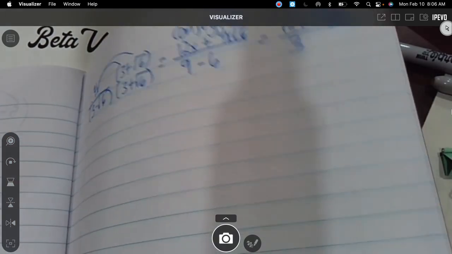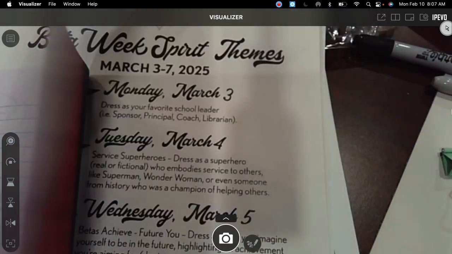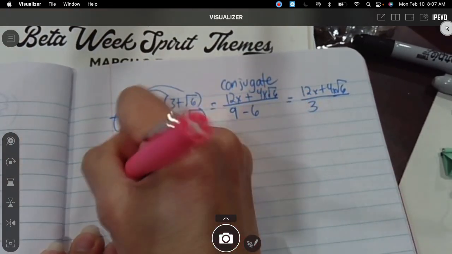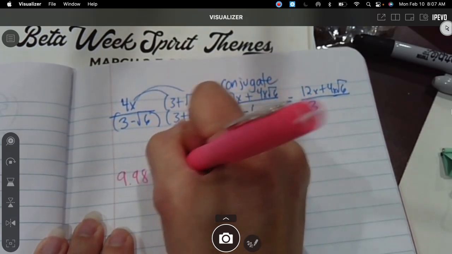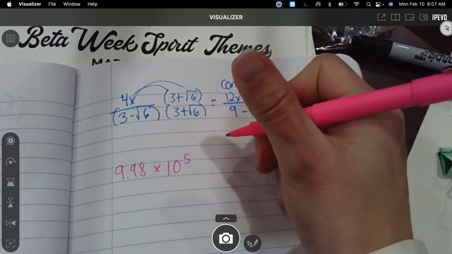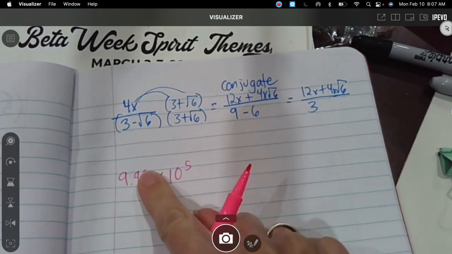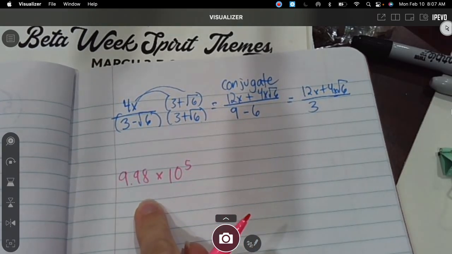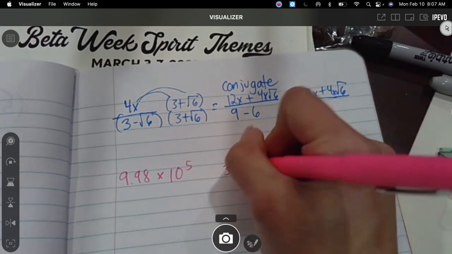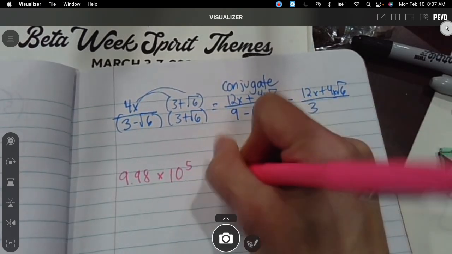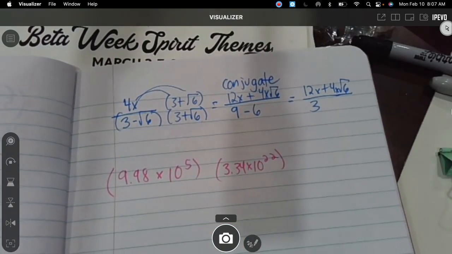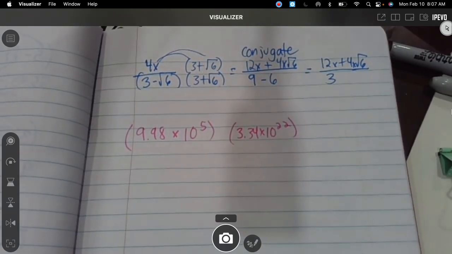Okay, let's see. If we had in scientific notation 9.98 times 10 to the 5th, and then I'm trying to multiply that. This says, like, you're doing chemistry, and here's the mass of a cubic meter of water. Each gram contains about 3.34 times 10 to the 22nd molecules of water. Basically, what you're doing is multiplying these two things together, okay? They're just giving us some scientific notation.